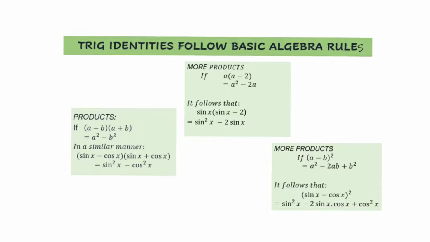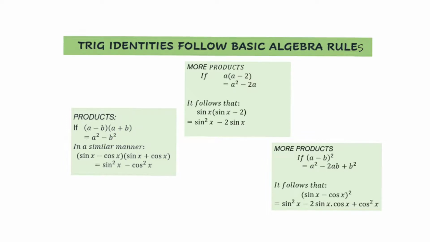Okay, the products. If you have a bracket with trig identities and another trig identity and you multiply them, the first ones give you sine square, the inner ones give you minus cos sine, the outer ones plus cos sine, which cancel, and then the last ones give you cos square. It works just like difference of squares: a minus b, a plus b is a square minus b square.